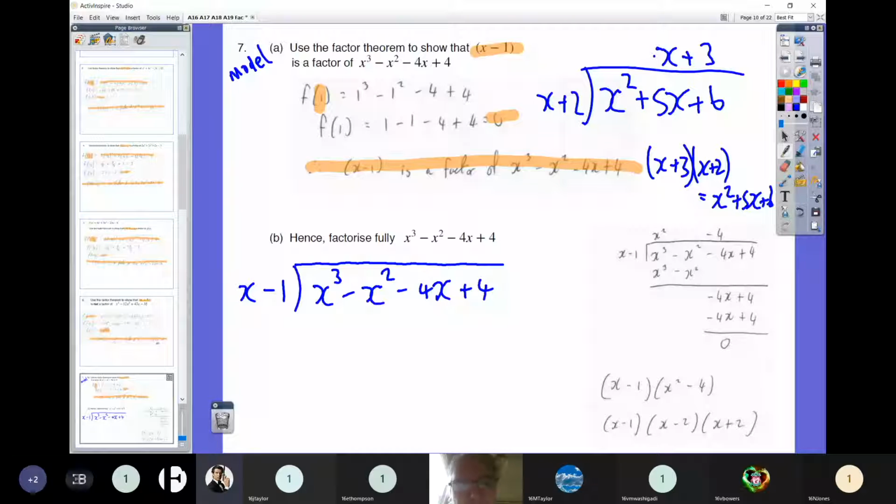So step 1 here, we've shown that x minus 1 is a factor. Step 2, we are going to now divide by that factor. Now pay attention here, right? This is this long division stuff. You've got to say to yourself, x times what? I'll try and color code this as I go. X times what gives you x cubed? Now that is x squared.